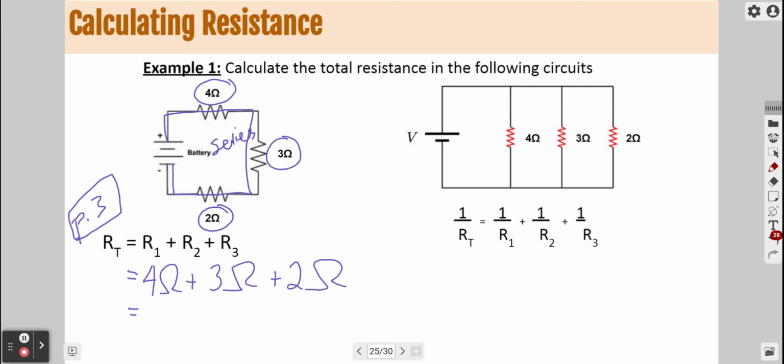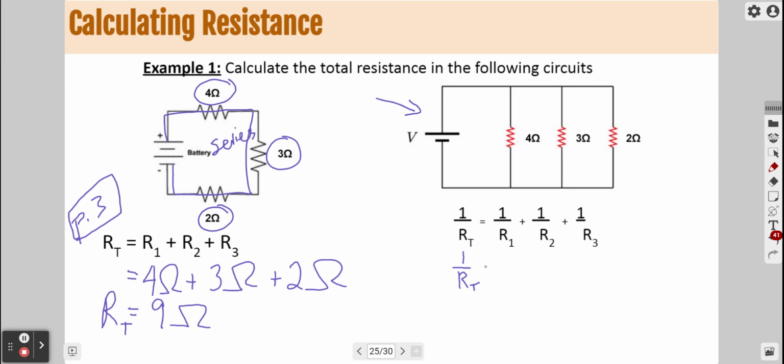Add them all up. 4, 3, 7, 8, 9, 9 ohms is our total resistance. Pretty straightforward. So if they're in series, add them together. If they're parallel, like this case, then we have a slightly different way of dealing with this. So watch this carefully. We're going to have 1 over our total resistance.